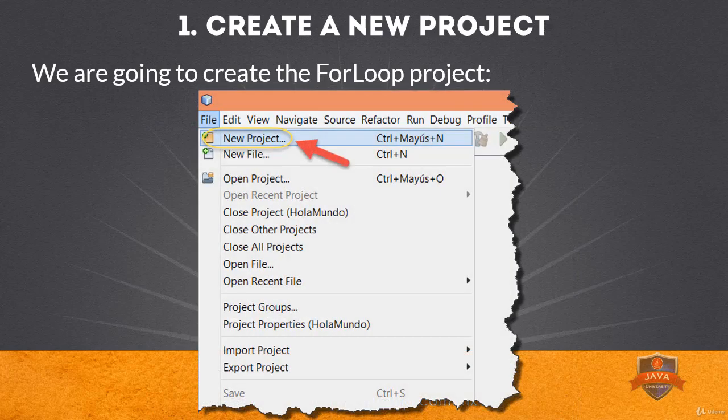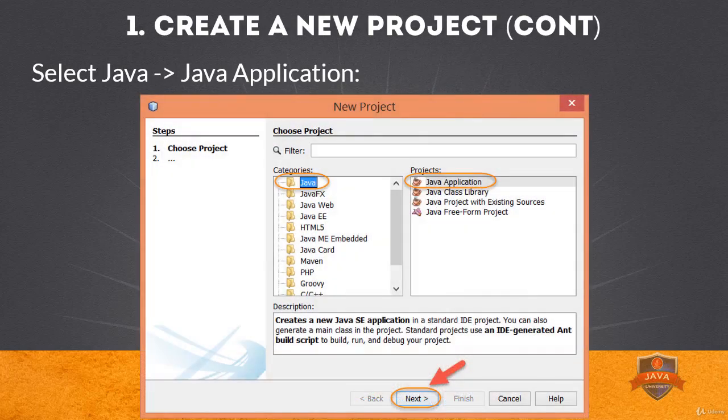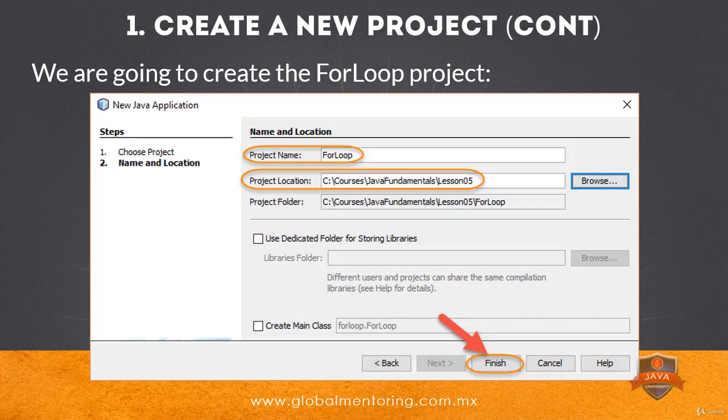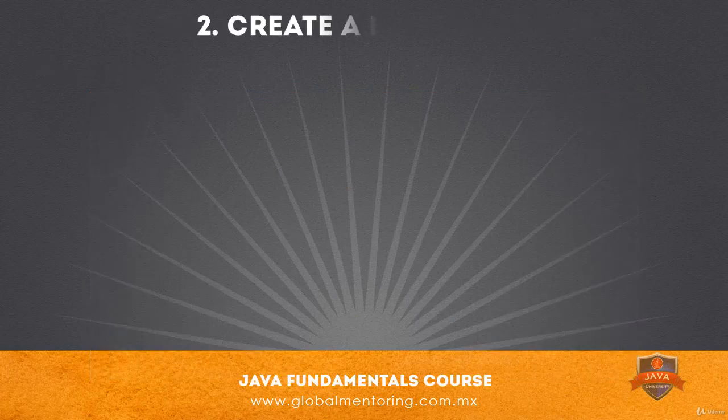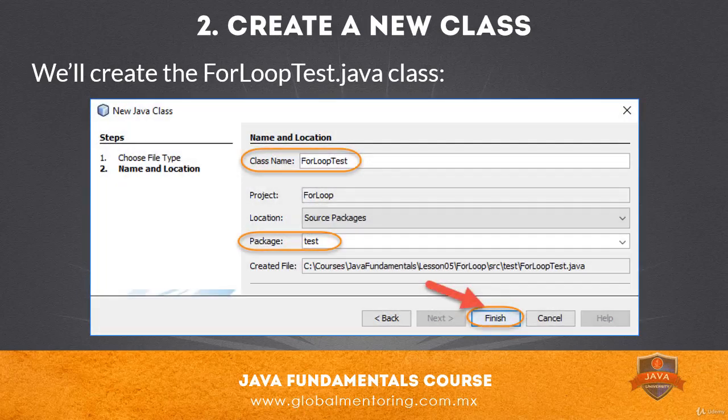We're going to create the for loop project, so click on File, New Project, select Java, Java Application, and click on Next. The project name is for loop, and the location is Lesson 5, and click on Finish. Create the ForLoopTest.java class: right click on the project, select New, and Java class. The class name is ForLoopTest, the package name is test, and click on Finish.